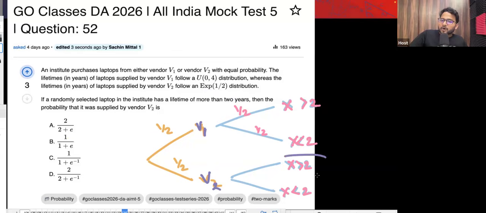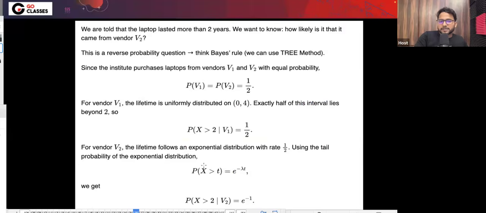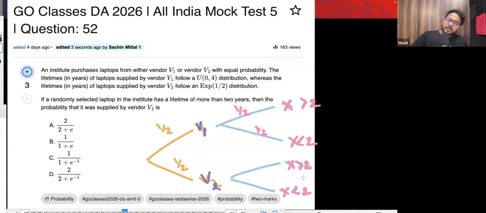Then can you tell me the probability of getting a lifetime greater than 2? If X follows an exponential distribution, what is the probability of X greater than 2? There is one standard formula: if X is greater than t, then in case of exponential distribution you directly get e power minus lambda t. Otherwise you can do the integration or summation and find the formula, but here I'm directly using it. So here it will be e power minus 2 lambda.